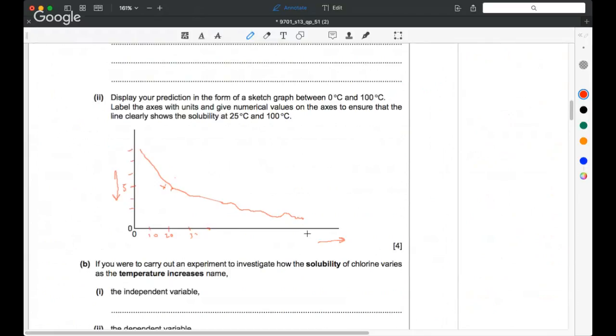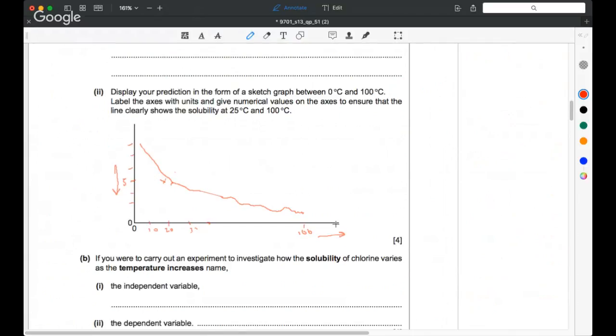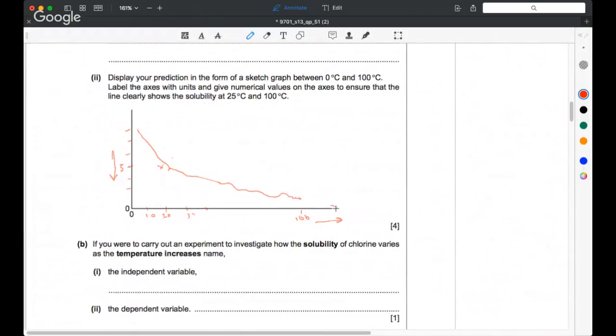And that comes all the way up to 100 degrees. Yeah? So they're just making sure you've got that. And then for graphs, you should be labeling up the axes. So on this axis, you've got temperature, and then you do / degrees Celsius. And up here, you've got solubility, S, and / grams per decimeter cubed. Okay? And that's just you're taking the quantity and dividing it by the unit.